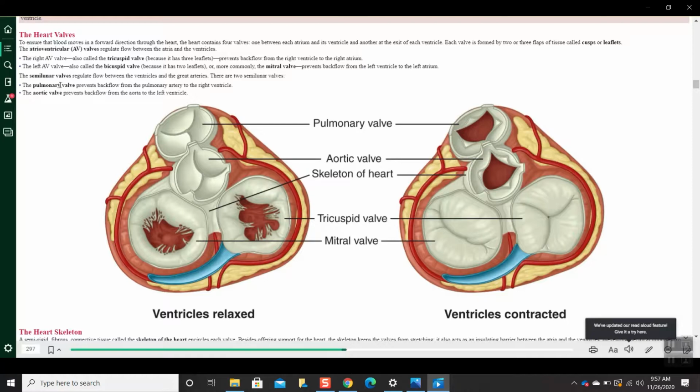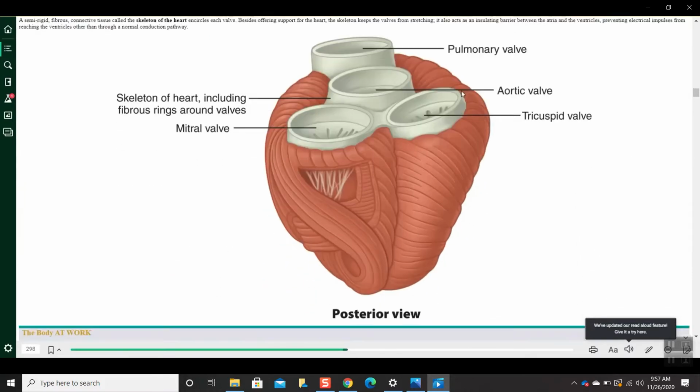The semilunar valves connect the ventricle to whatever part of the body the blood is going to. So from the right ventricle, the blood is going to the lungs, and the pulmonary valve is what connects those two sections. The aortic valve goes from the left ventricle to the aorta. So that connects those two structures in the heart.